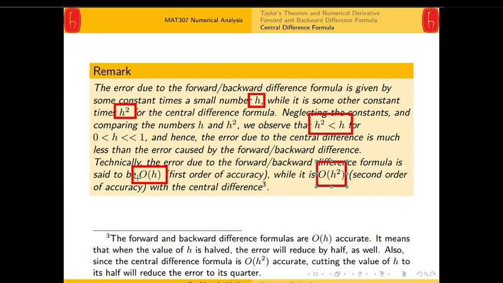This means the order h means if you reduce the h value to its half, then the error will be halved. But in the central difference formula, if we take the half of h values, then the error will be 1/4 of the original error.